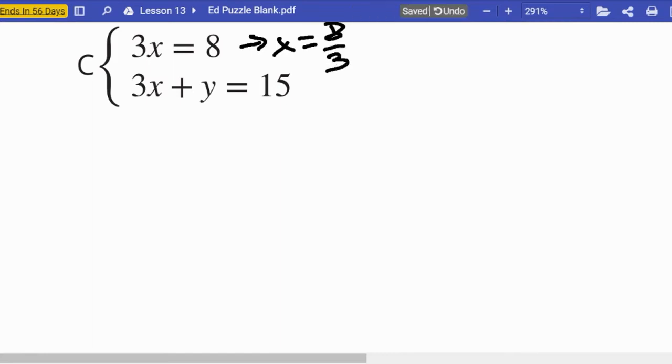Or we notice that in this bottom equation, we have a 3x, and in this top equation, we have 3x equals 8. So what we can do is just substitute this 8 into this bottom equation for the 3x.